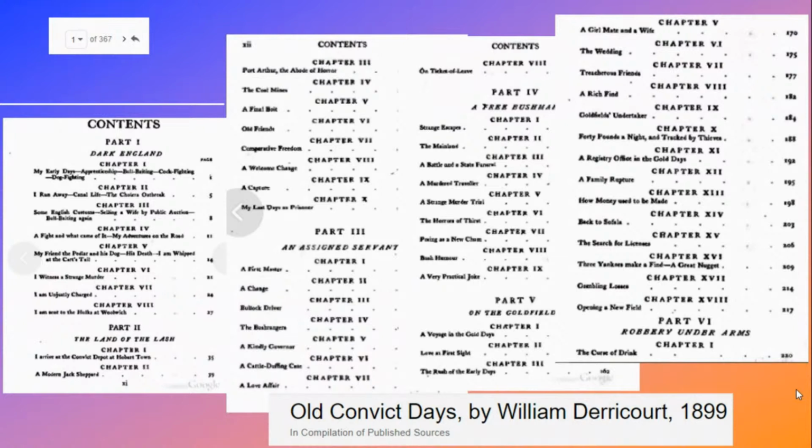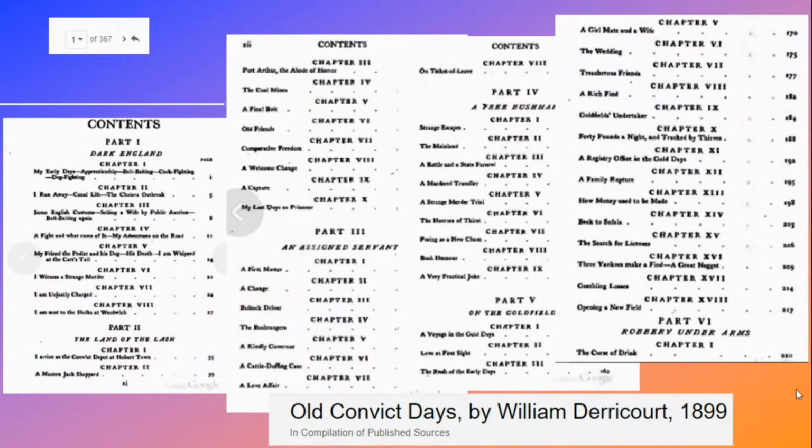Part three, he's an assigned servant. So he's gone from being just in the general pool. He's an assigned servant and he's on his way to becoming free. Part four, he's a free bushman. And he goes on about how he's living that free life. And he moves to the gold fields. And that's the Victorian gold fields. And of course, once you get into the gold fields, you'll find bush rangers, robbery, all that sort of thing.